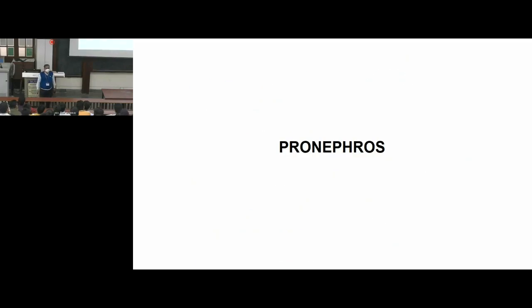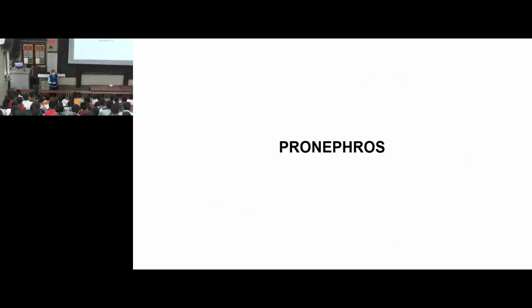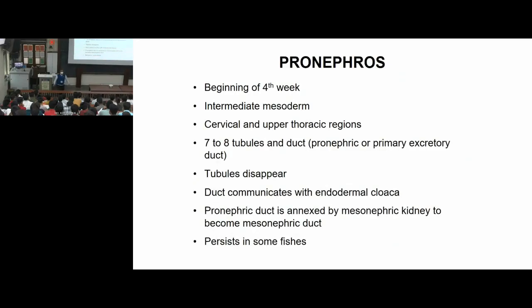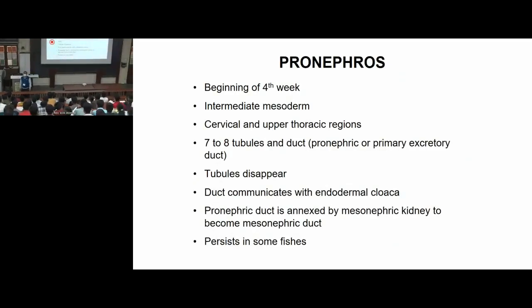So let's come to pronephros and its development. Once that nephrogenic cord or ridge is formed in that mass of intermediate mesoderm, in the beginning of the 4th week, that is where the pronephros starts developing in the intermediate mesoderm, in the cervical and upper thoracic regions of that developing small embryo.